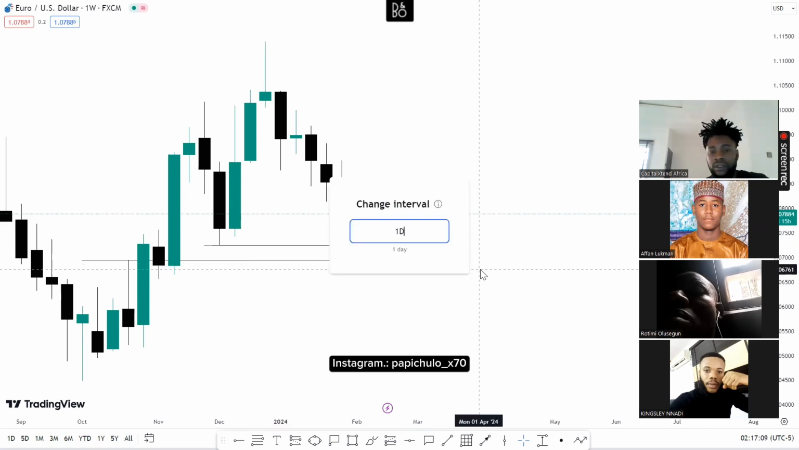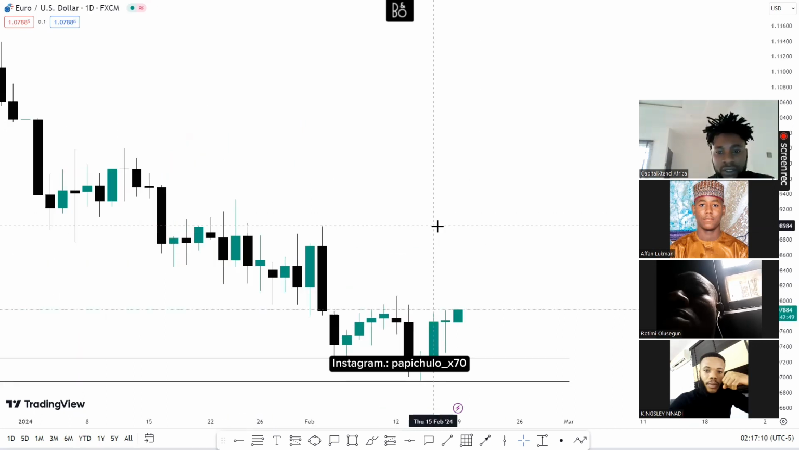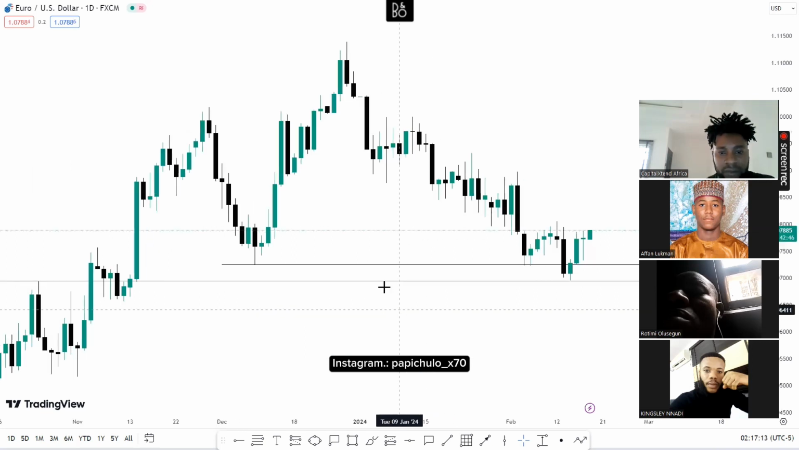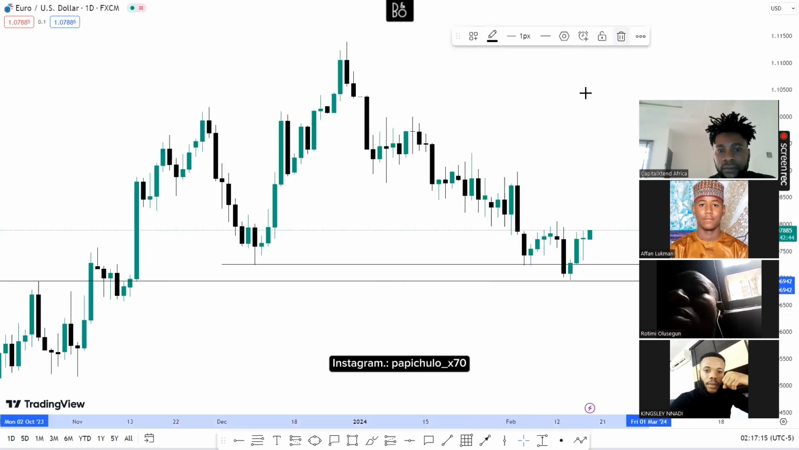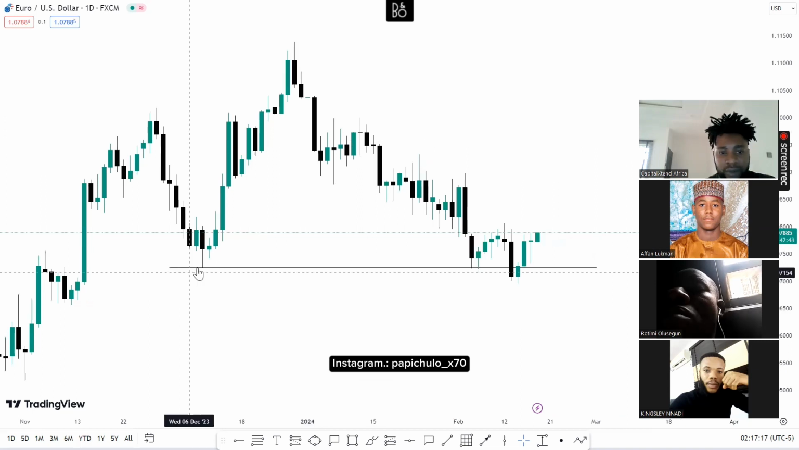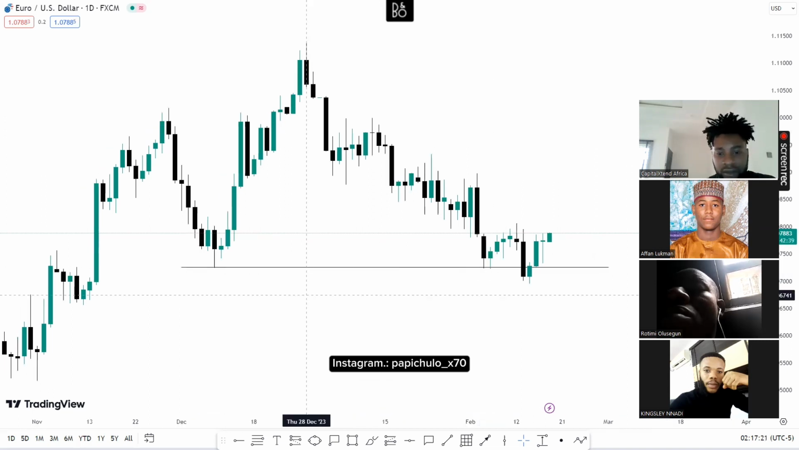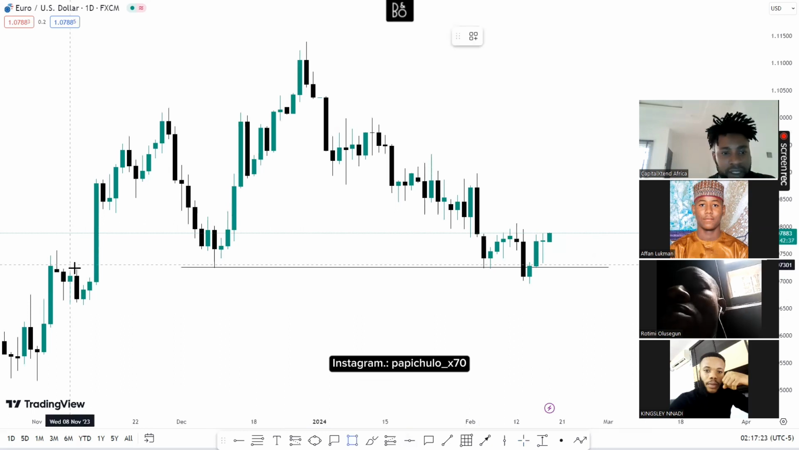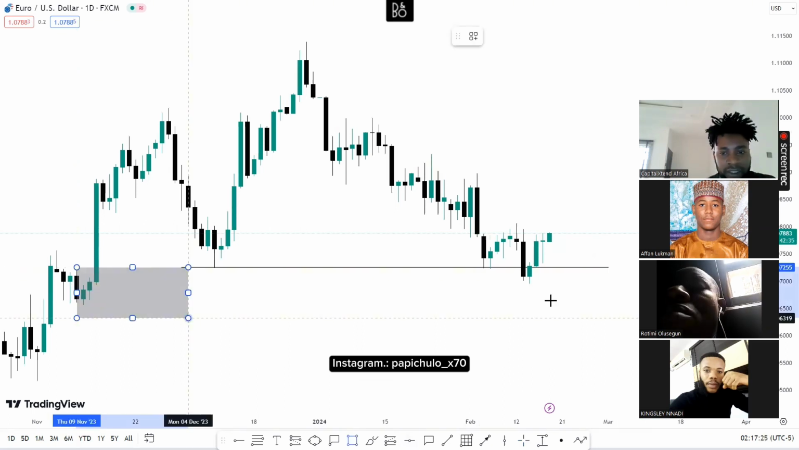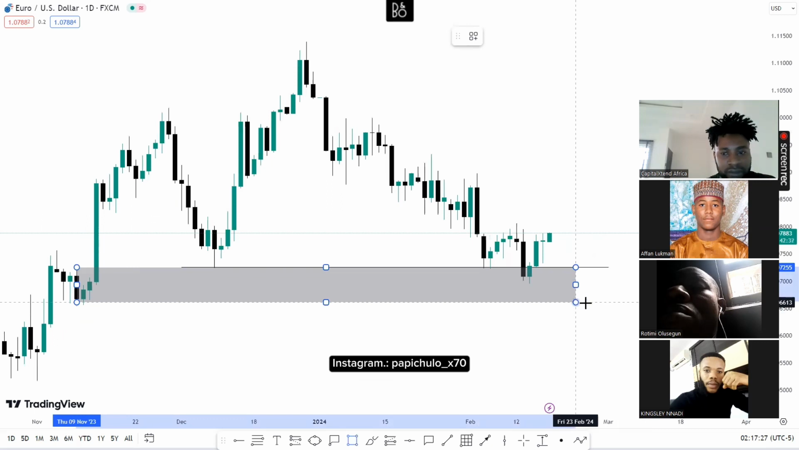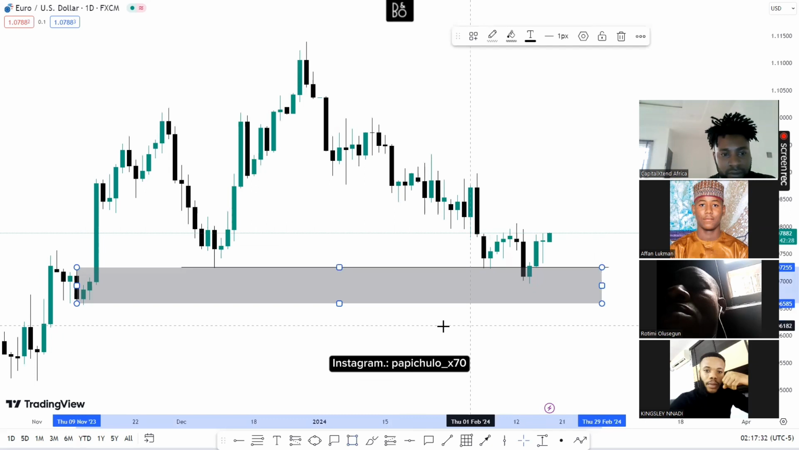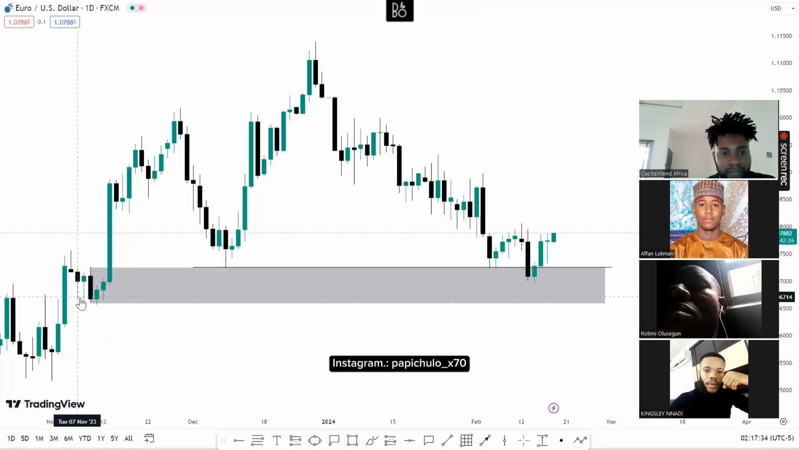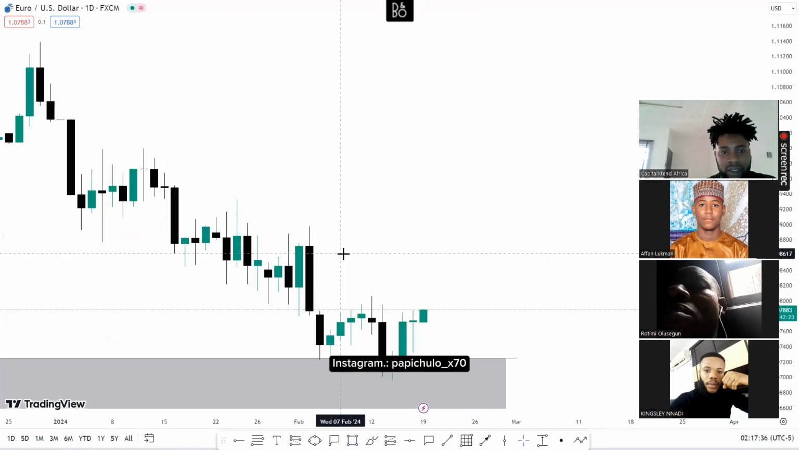And if you go down to the daily, it is pretty clear for us. Going down to the daily time frame, you can see that this sell stop liquidity here has been taken out, and price is currently reacting off from this daily order block.